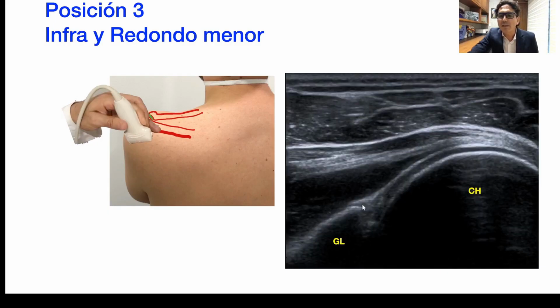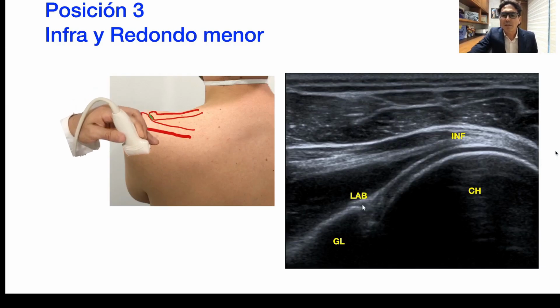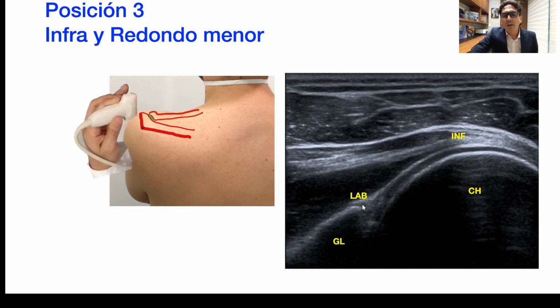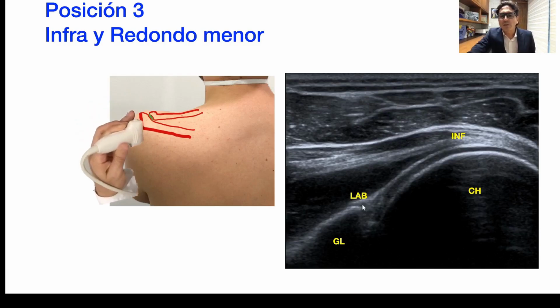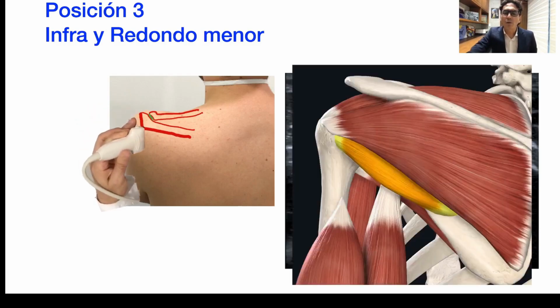We are going to get this image where you can distinguish the glenoid and the humerus, which are the first two structures. But we can also see the labrum, the entire tendon along its path, from intramuscular to its footprint, infraspinatus. And if we go further down, we will be able to see the teres minor, both in longitudinal and transverse views, or in short and long axis, whichever you prefer to call it.